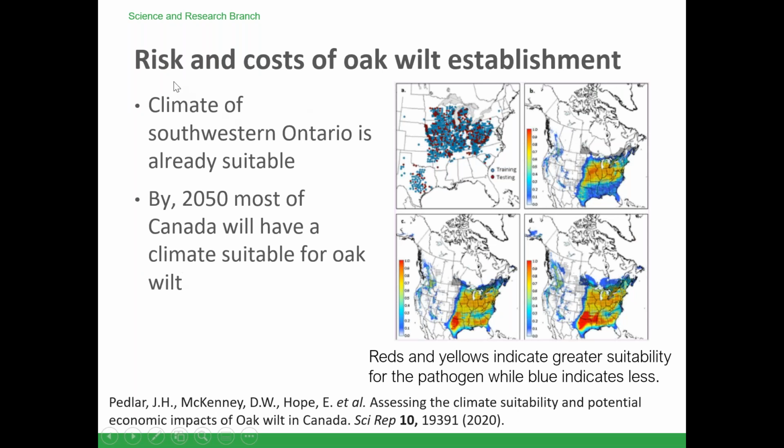Right, and the next work that we've been contributing to, with the Ontario Ministry of Natural Resources, working with Natural Resources Canada scientists, was to understand the risks and cost of oak wilt establishment. The paper was published in 2020. I think John Pedler may have just given a presentation for the invasive species seminar series last week or two weeks ago. One of the major findings was that the climate of southwestern Ontario is already suitable, and that by 2050, most of Canada will have a climate suitable for oak wilt. So again, we need to be prepared for the possibility of oak wilt entering Canada. You can also go to this paper to look at more of the costs associated with removal of trees.